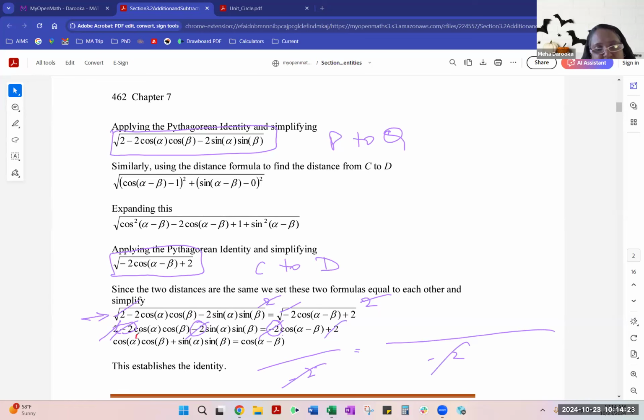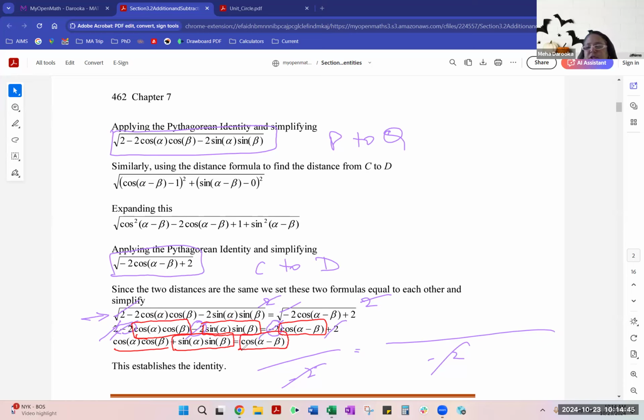Our identity. So you are left behind with cosine of alpha plus beta. Cosine of alpha times cosine of beta. You are left behind with sine of alpha times sine of beta on the one side. And of course, on the other side, we are left behind with cosine of alpha minus beta.